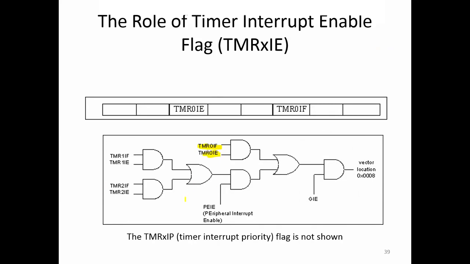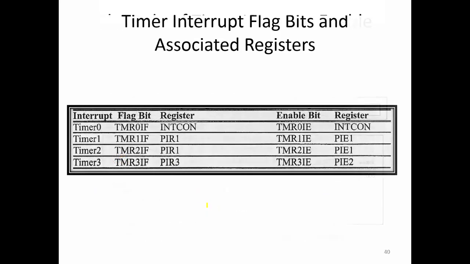In order to use Timer 0, the global interrupt enable should be enabled and the Timer 0 IE should be enabled. But if you want to use Timer 1, the Timer 1 IE should be 1, the peripheral should be 1, and the global should be 1. These are the registers of the timer. For Timer 0, we have the Timer 0 IF and the Timer 0 IE from the INTCON register. For Timer 1, we have the flag in PIR1 and the enable in PIE1.